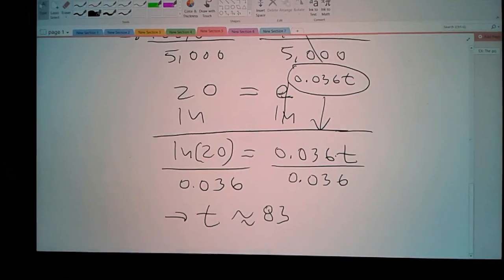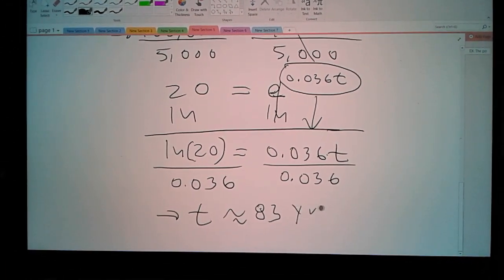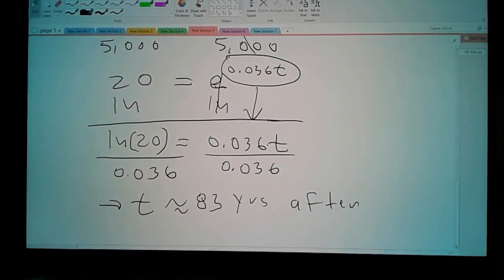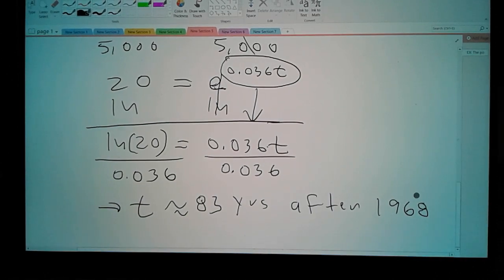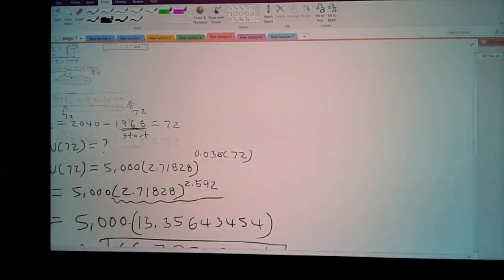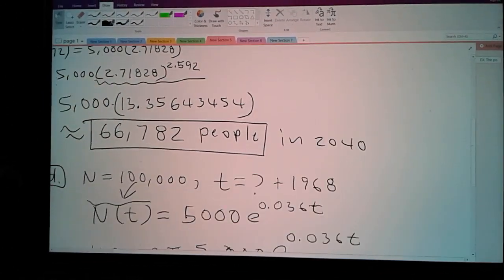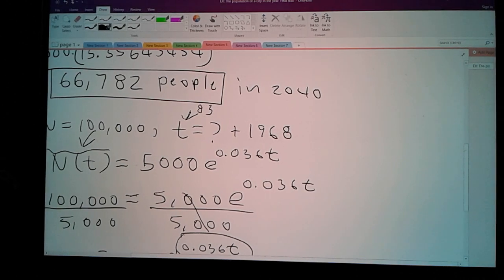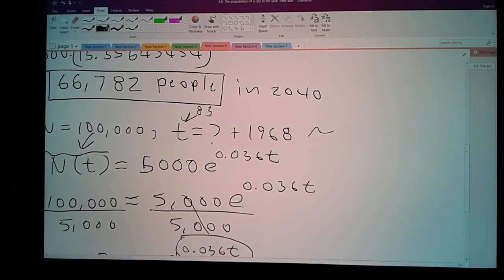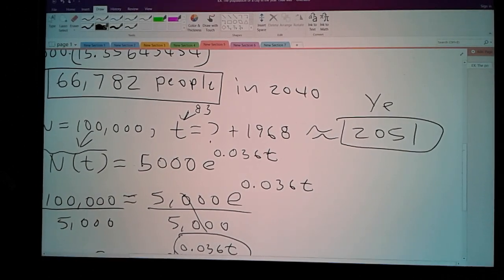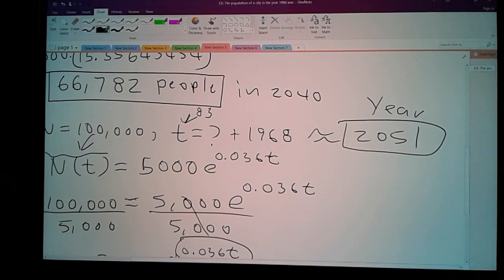Okay, so that's the number of years after 1968. So again, I told you on the top that whatever we get for t, we have to add it to 1968. So where did I put that? Here. So we have 83, right? So 83 plus 1968 is what? Approximately 2051. Year 2051. So that's like 30 years from now.